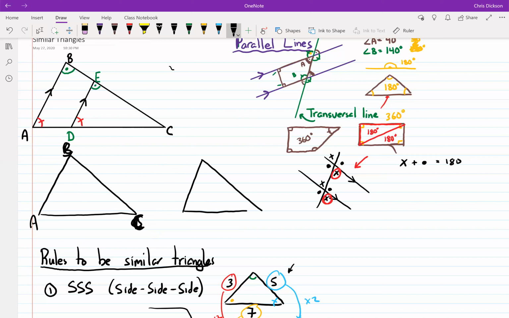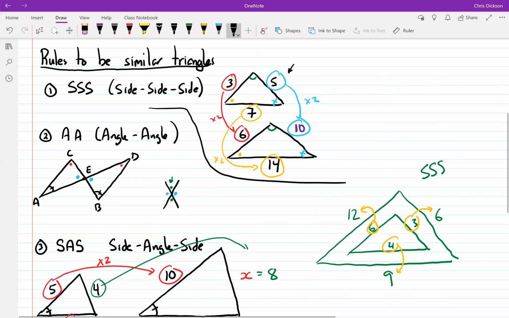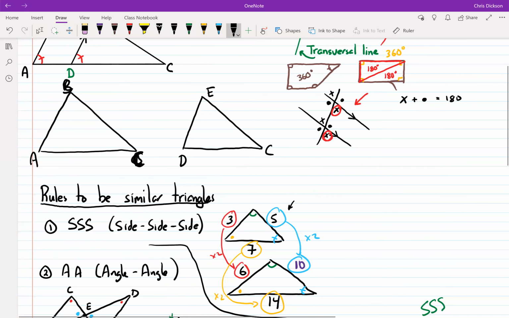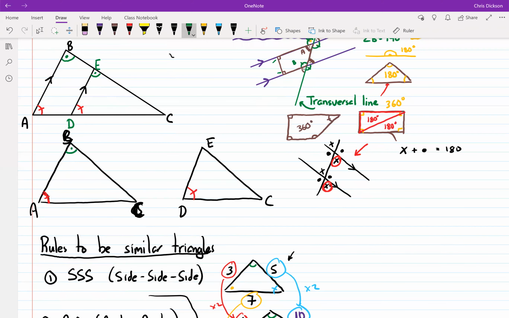And that was D, E, C. Okay. Now, once again, in order for these to be similar, it has to be one of these 3 rules, SSS, AA, or SAS. Okay. So what do we know about the picture? Well, we know that the red angle here in A is the same as the red angle at D, okay? And we know that the green angle with the dot in it up here for B is the same as E. And we knew that because of parallel lines. That's the rules for parallel lines.